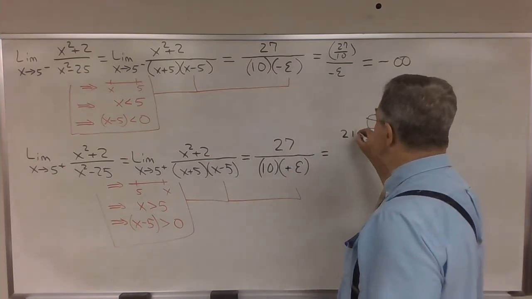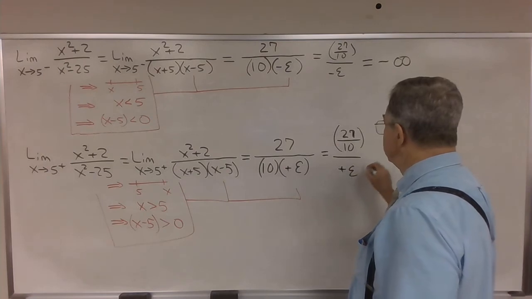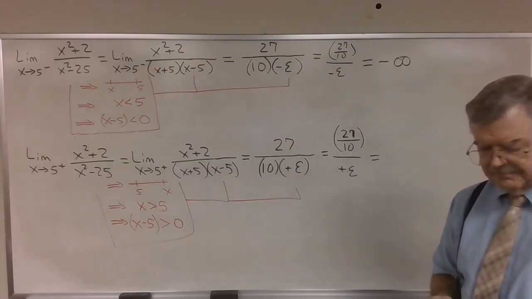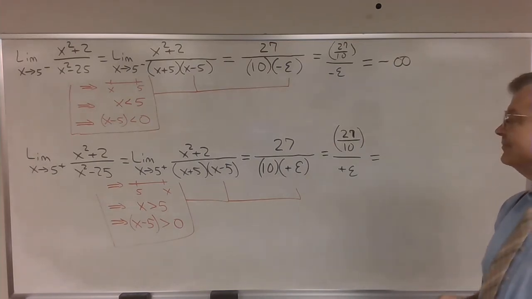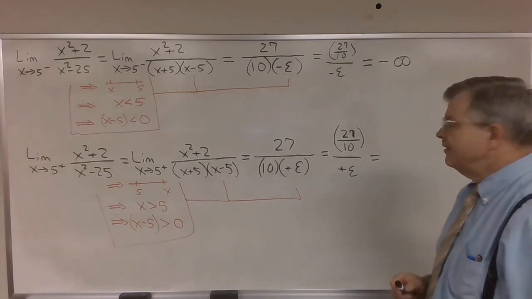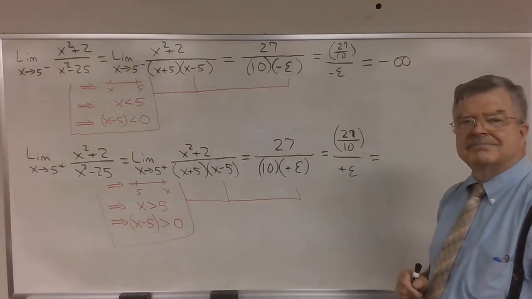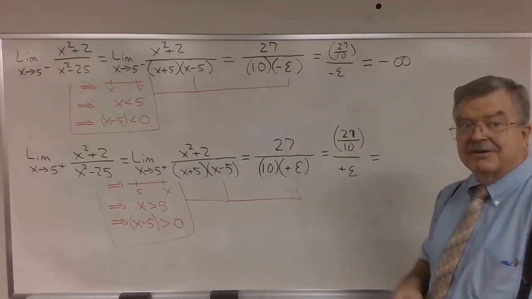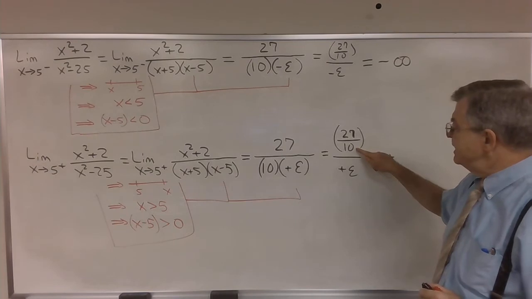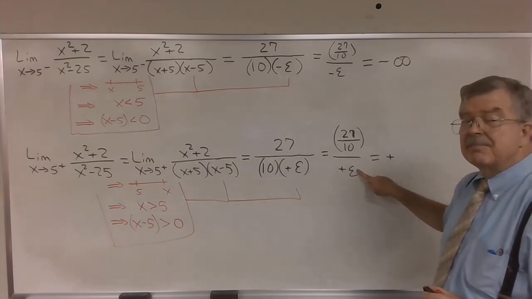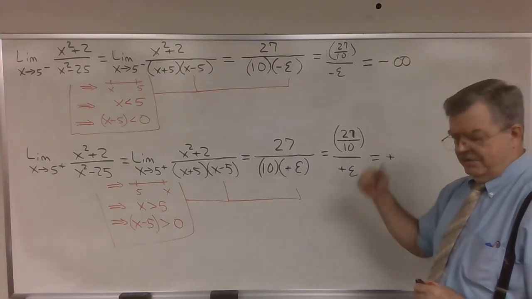And now notice what I have. 27 over 10 divided by plus epsilon. First things first, I have positive divided by positive. What am I going to get? Positive, right? Next, I have big number divided by little number, and this little number is going to 0. So big number divided by little number, that thing's going to go to infinity.